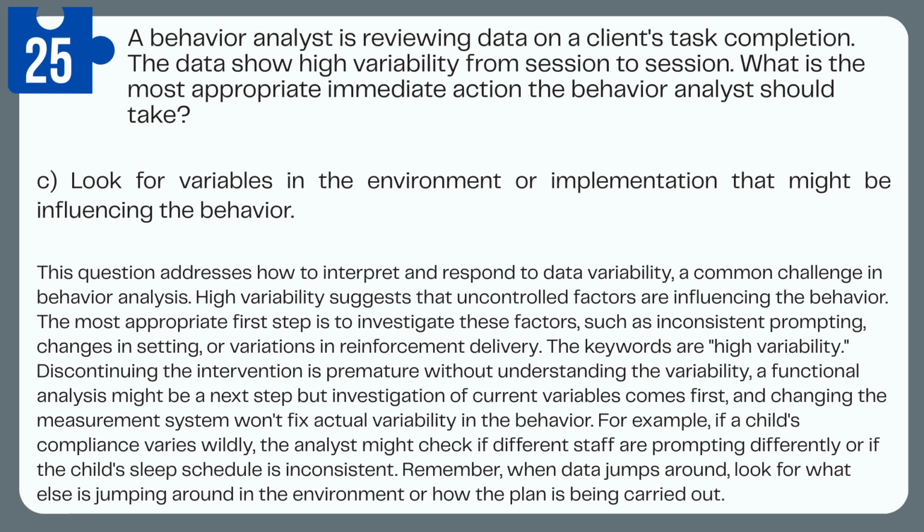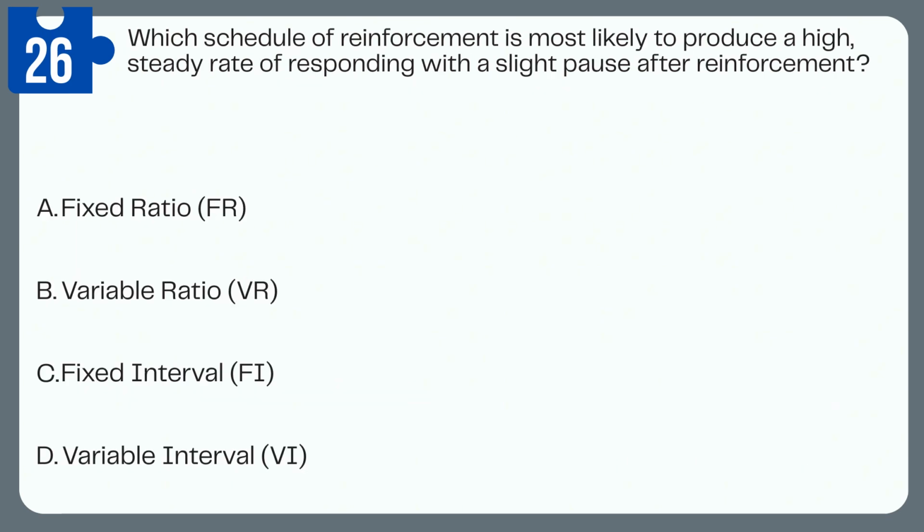Discontinuing the intervention is premature without understanding the variability. A functional analysis might be a next step, but investigation of current variables comes first, and changing the measurement system won't fix actual variability in the behavior. For example, if a child's compliance varies wildly, the analyst might check if different staff are prompting differently or if the child's sleep schedule is inconsistent. Remember, when data jumps around, look for what else is jumping around in the environment or how the plan is being carried out.